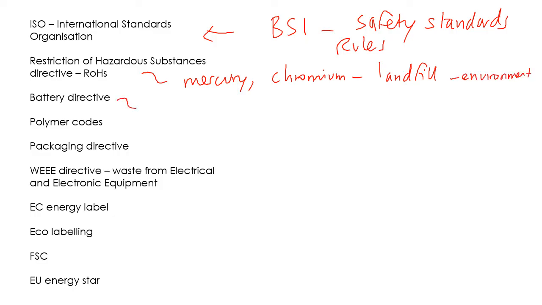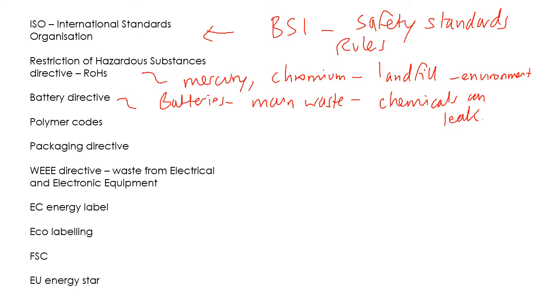The battery directive is to stop batteries going into main and general waste, because the chemicals can leak out. That's what the battery directive was all about. So batteries are now put into different bins and they are split out.